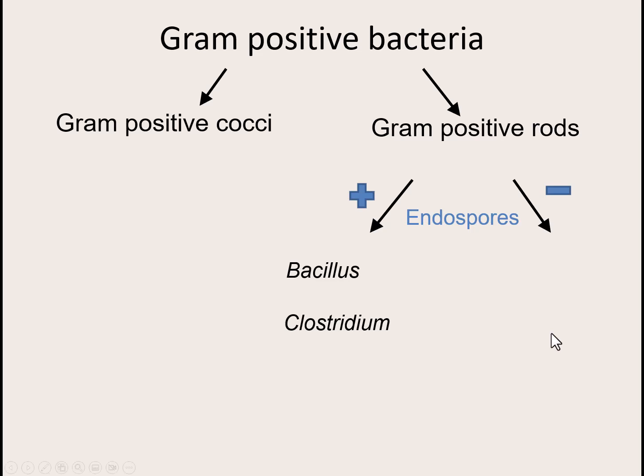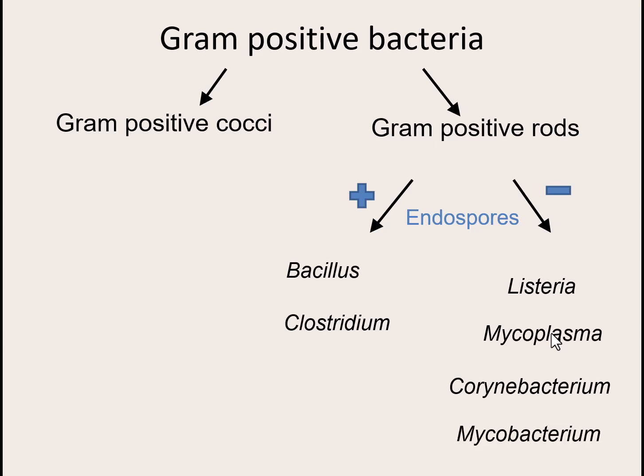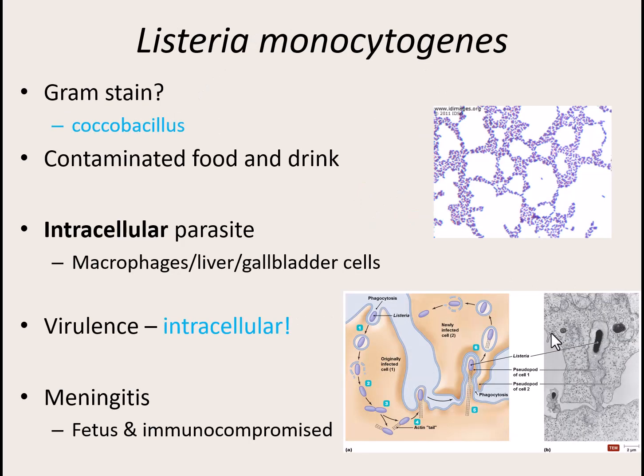All right, and the last bit of this lecture are the gram-positive bacteria that are bacilli or rod-shaped, and they do not make endospores. So anything that's not a bacillus or a clostridium, that's gram-positive and rod. And there are 4 main genera of bacteria that fall into this category: the Listeria, the Mycoplasma, the Corynebacterium, and the Mycobacterium. So we're going to start first with the Listeria.